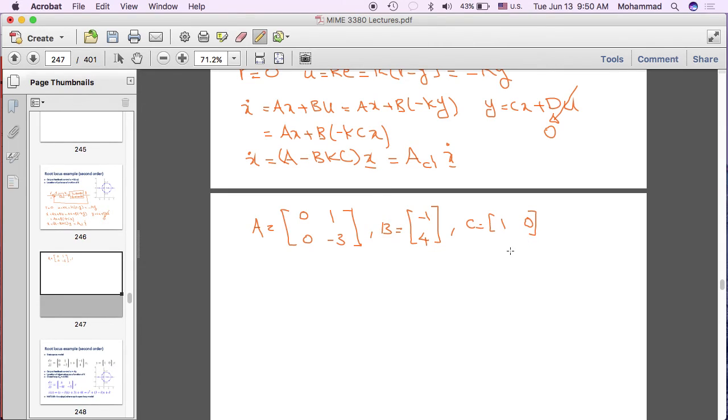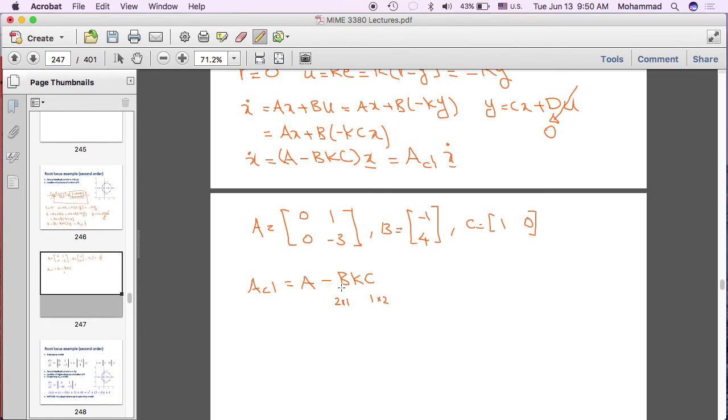So we have A, B, and C. Let's go ahead and calculate A of closed loop: A minus B times K times C. B is 2 by 1, and C is 1 by 2. If you multiply a 2 by 1 by a 1 by 2, it becomes 2 by 2.